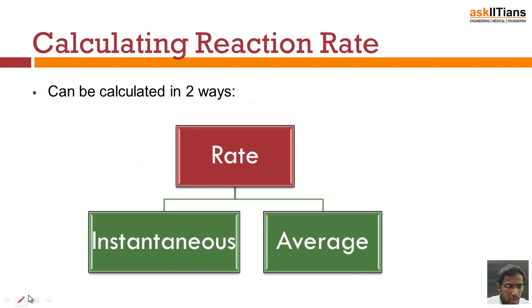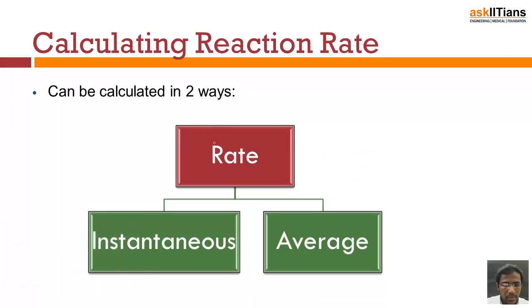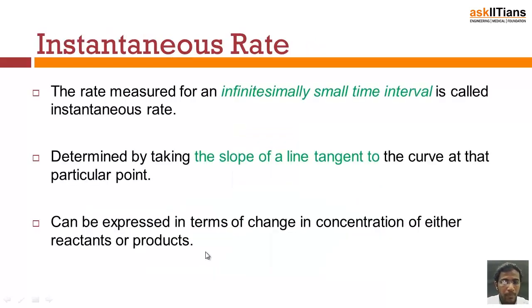Let's see in how many ways rate can be calculated. The rate can be calculated in two ways: one is instantaneous rate, the other is average rate. Instantaneous rate is the rate which is calculated at any given instant, at a particular point of time. But if you calculate the rate over a time period delta T, then that rate is called average rate. So let's see in detail what is meant by instantaneous and average rates and how we can calculate them.